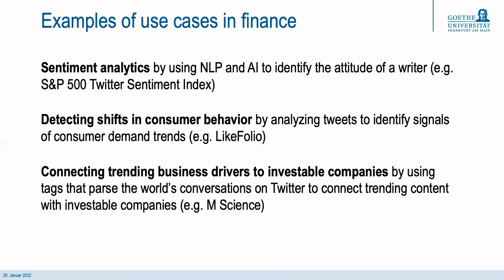One can also use Twitter data for detecting shifts in consumer behavior. This means, for example, like Folio analyzes tweets in real time with the aim to identify consumer demand trends before they materialize in stock prices. Very similar to this is to connect trending business drivers to investable companies, and therefore an example is M-Science.